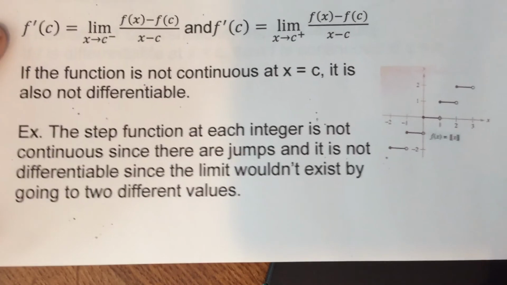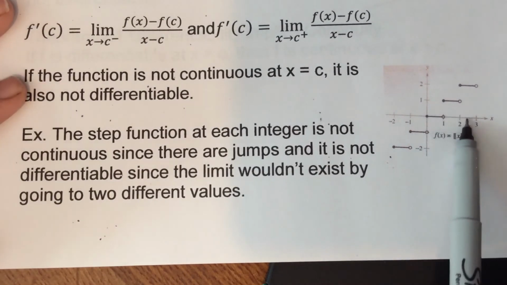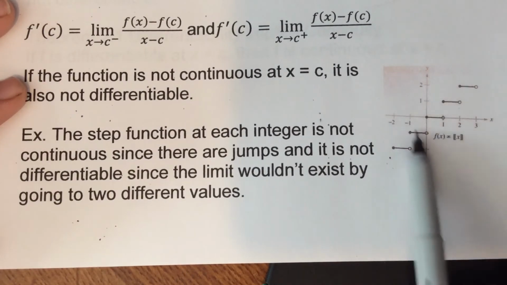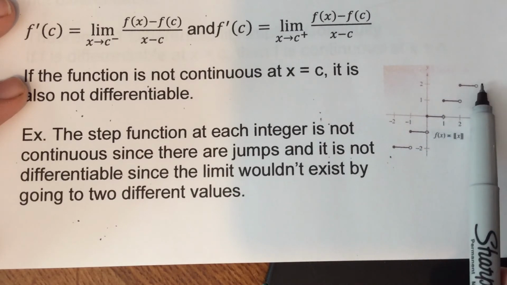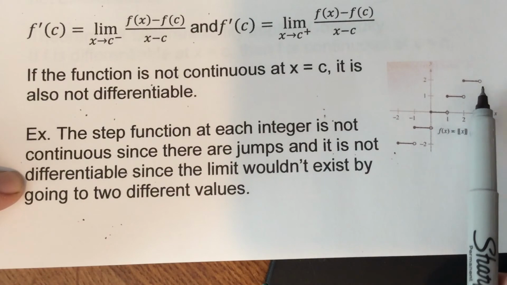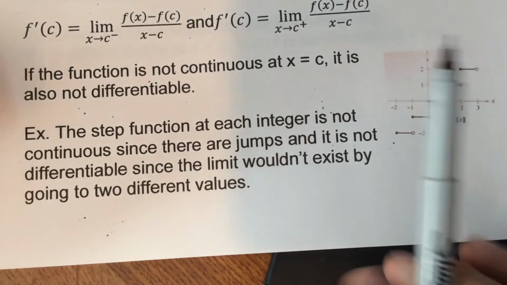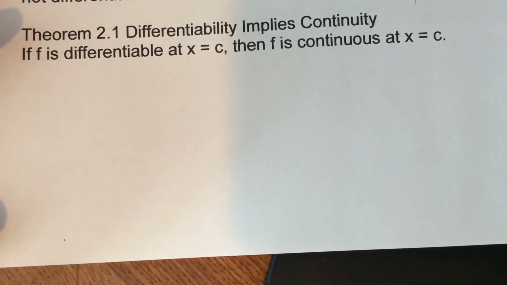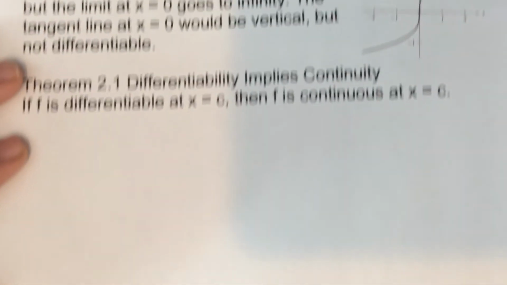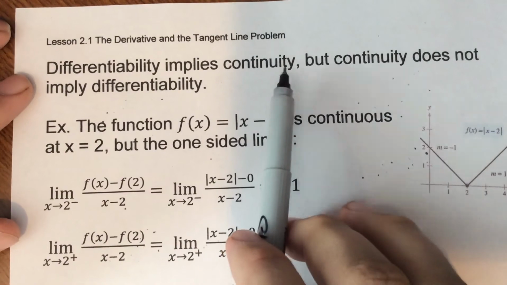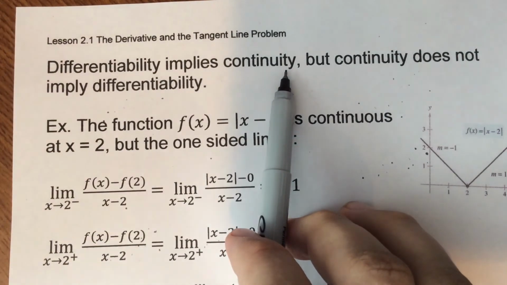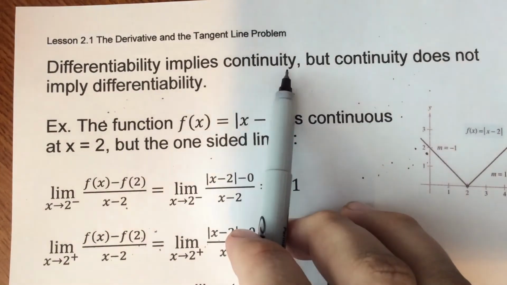Also, if the function's not continuous at c, so for example, if we're looking at the step function here, there's jumps in here, so it's not continuous everywhere. So there's not going to be a derivative for this. This one will not work. So as long as we can find the derivative of it, we know we're going to be continuous. So there's not going to be jumps, gaps, skips, holes, anything like that.